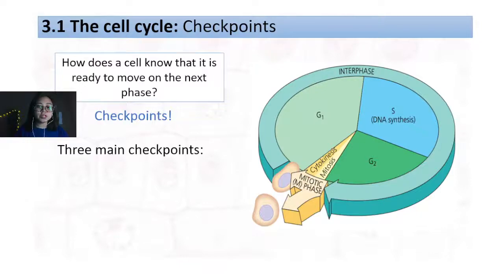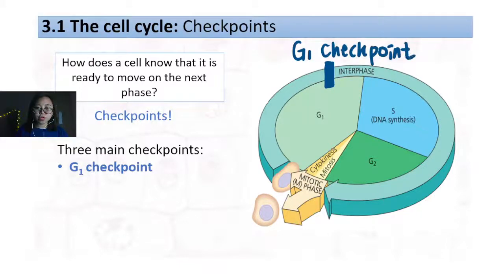Those 3 checkpoints are G1 checkpoint. G1, which is right here. Dia lebih kurang belum sampai S phase lagi lah. Macam 3/4 begitu. Usually at this phase, it will check if it has enough ATP, if the cytoplasm is enough, if the organelles are enough.